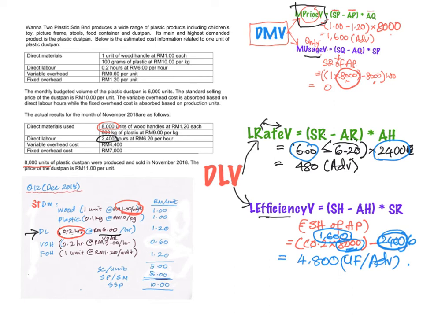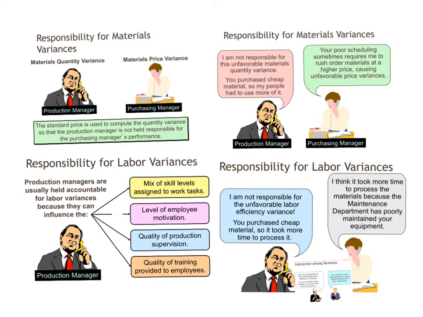So that's it for direct material variance and direct labor variance. We have two for material variance, price and usage, and for direct labor variance we have rate and efficiency. So once you have understood the calculation of direct material variance and direct labor variance, now we want to look at the theoretical part of it: who is responsible for the variance that has occurred. Responsibility for materials variance, as you can see, lies between the production manager and the purchasing manager. So there is an argument about who is responsible for the material variance.